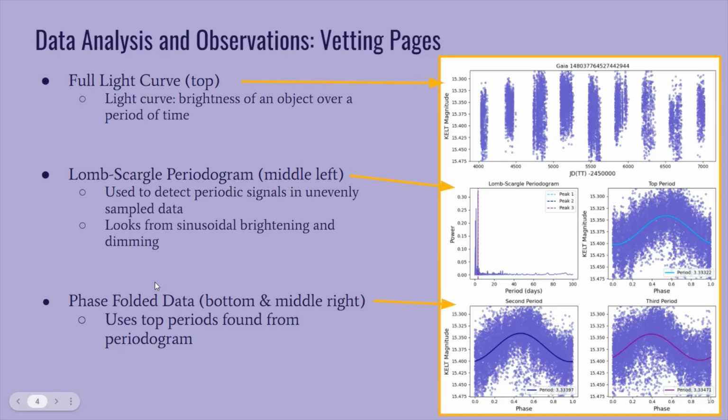For each target, a vetting page was created, containing a full light curve, which can be seen here. Along with looking for eclipses, we could also look for rotational periods. Because we know that young stars often have spots, we can look for sinusoidal brightening and dimming. We can use a periodicity search to detect these periodic signals. We used one called a Lomb-Scargle periodogram. From this, we gathered the top 3 rotational periods and used these to phase fold the data and plot a sinusoid to them.